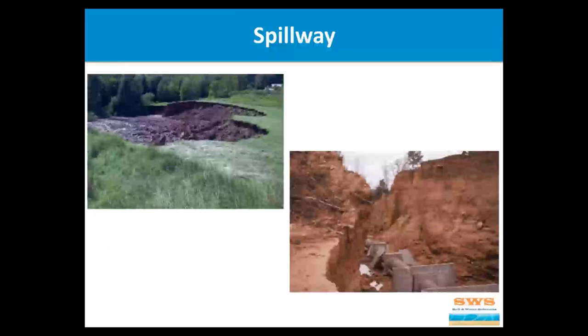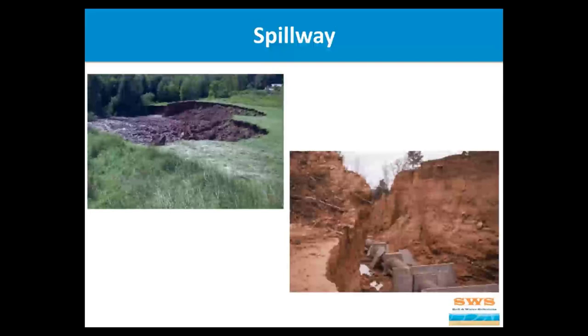Same sort of thing here. We've just got some examples of dams that have been built. We can see on the top left, there's a spillway there, but it's flowing into a river or a creek, and there was a change of grade from where the spillway was nice and flat, and it started to run down the embankment of the creek.